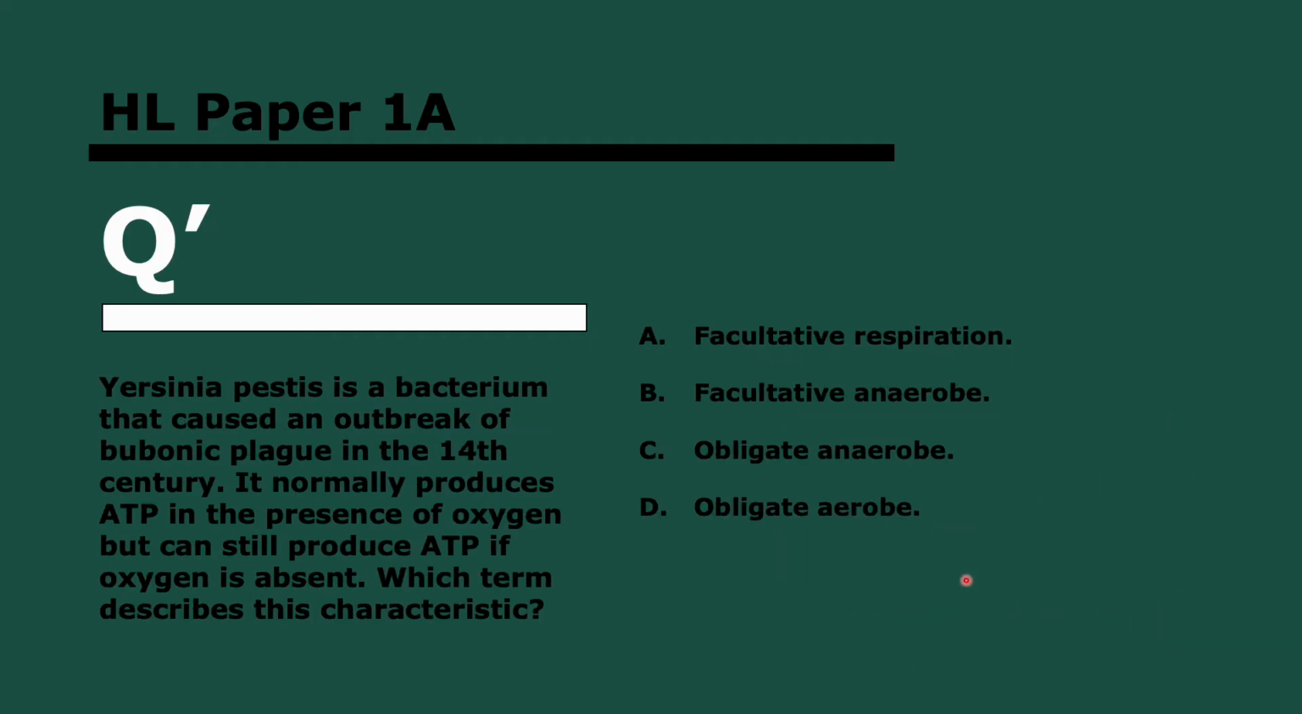All right. So, Yersinia pestis is a bacterium that caused an outbreak of bubonic plague in the 14th century. It normally produces ATP in the presence of oxygen, but can still produce ATP if oxygen is absent. Which term describes this characteristic? 3, 2, and 1. Pretty straightforward, right? So facultative anaerobe is what's called to organisms that can breathe with oxygen and without oxygen, right? If they're obligate anaerobes, they cannot survive in oxygen, and if they're obligate aerobes, then they require oxygen to survive, and then A is just not a thing.